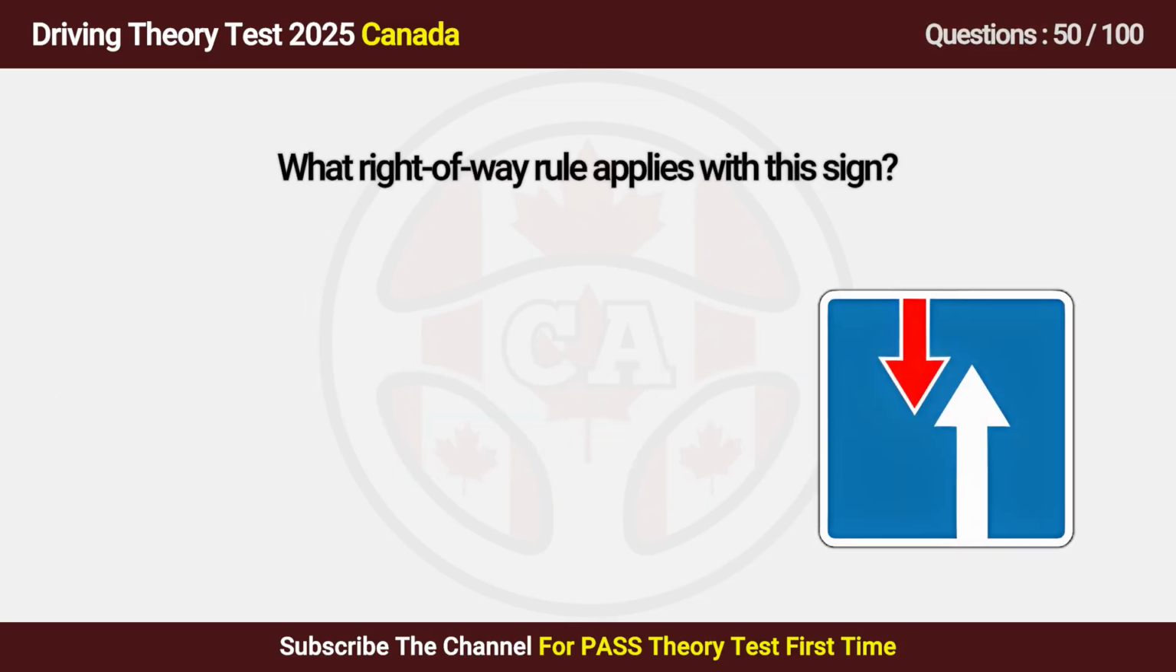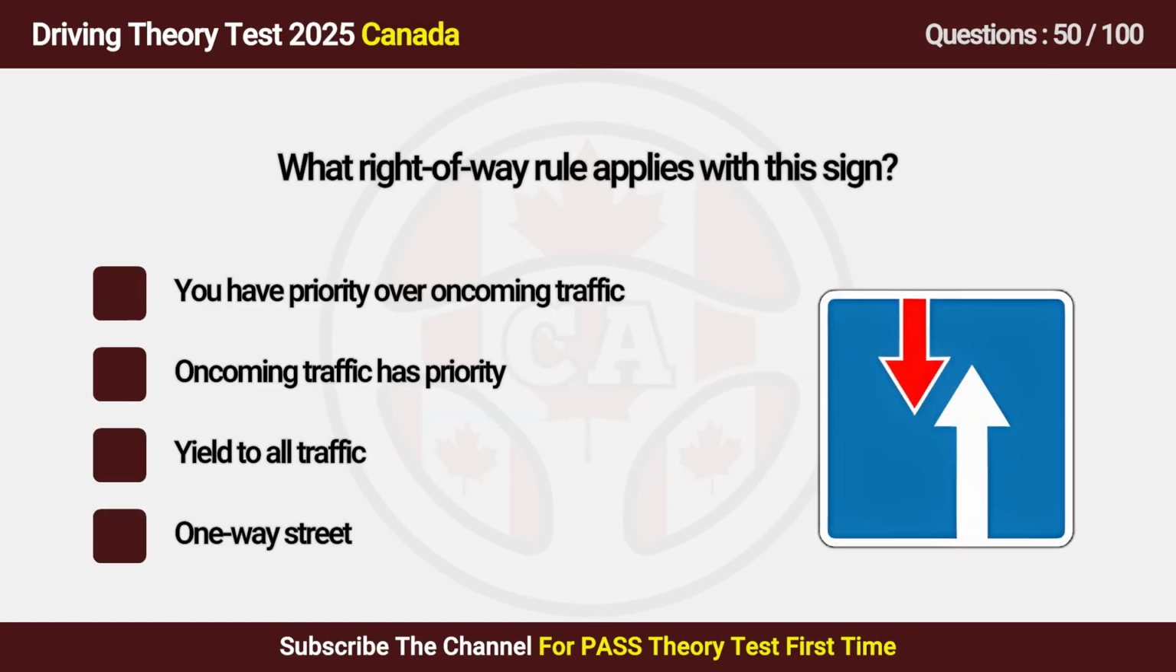Question 50. What rule applies with this sign? A. You have priority over oncoming traffic. B. Oncoming traffic has priority. C. Yield to all traffic. D. One-way street.